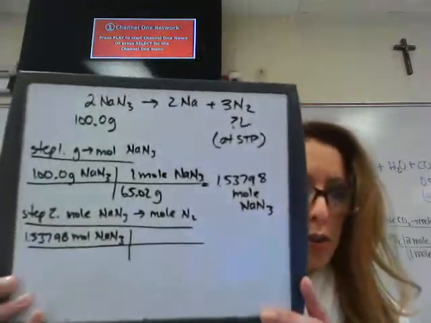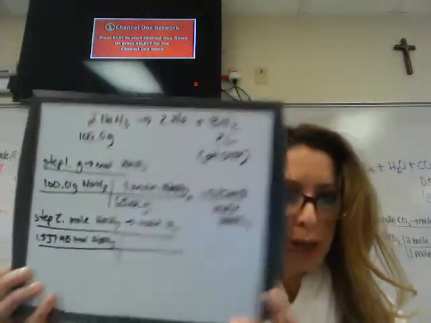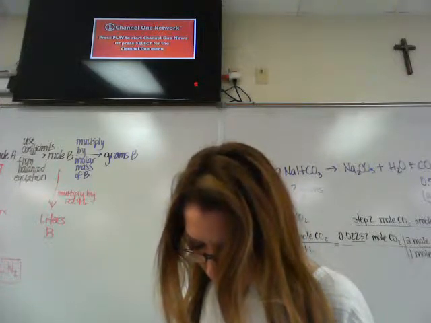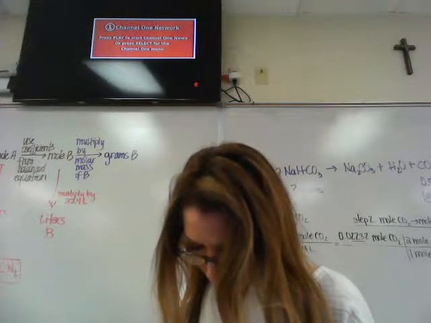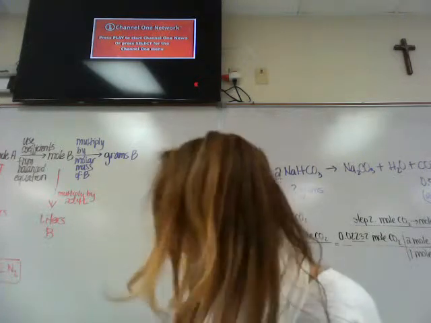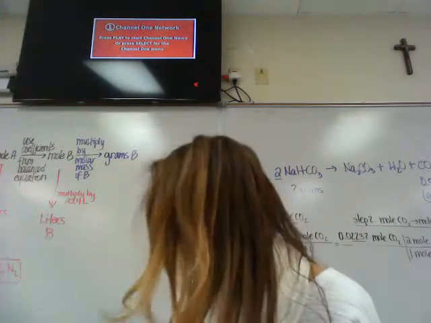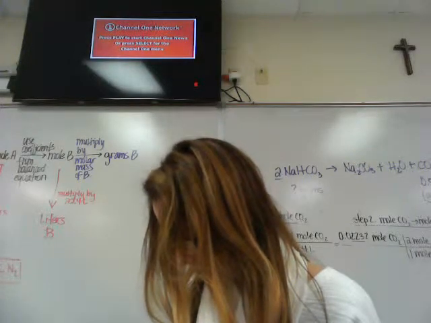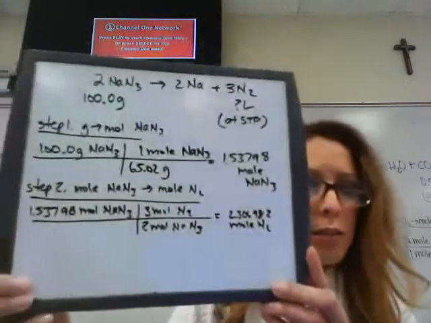So you start like this. You're going to take 2 moles of NaN3 from the balanced equation. You're going to put that on the bottom. And you're going to get this, okay?